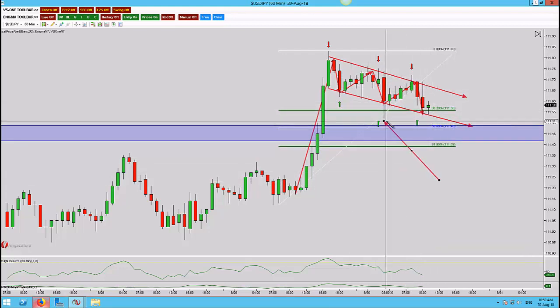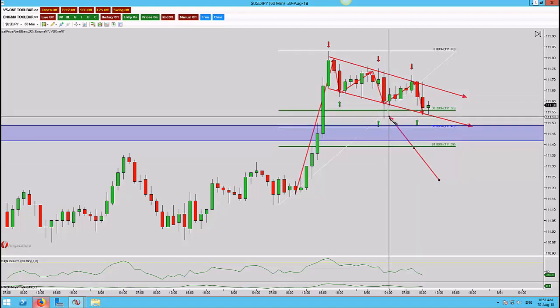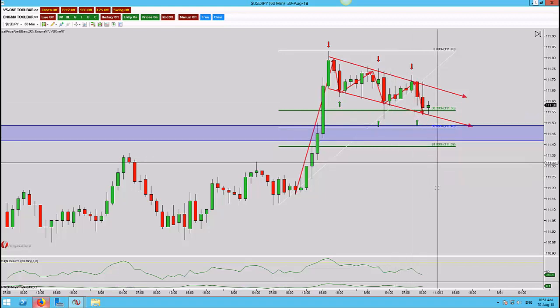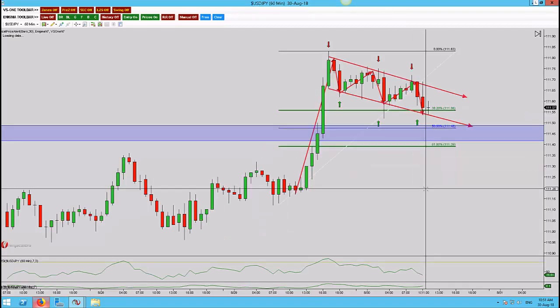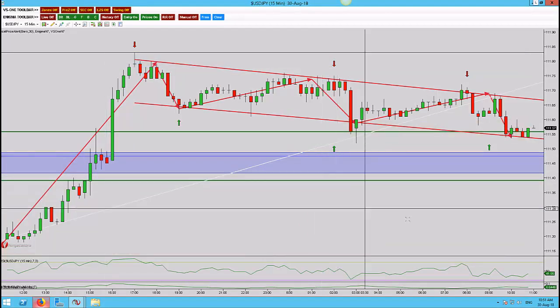We can look at this as well as being some sort of rejection candle, and if we drop down to the 15-minute time frame, okay, I'm just going to remove the VS1 levels off.